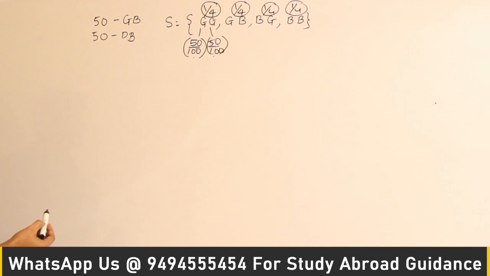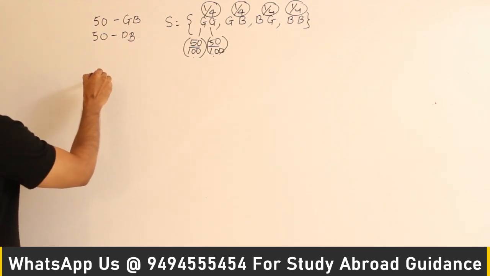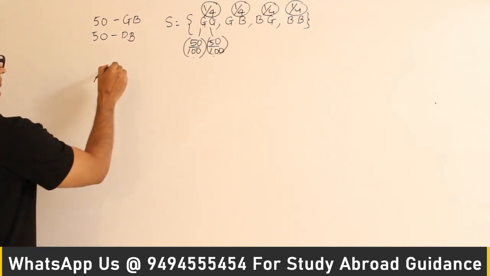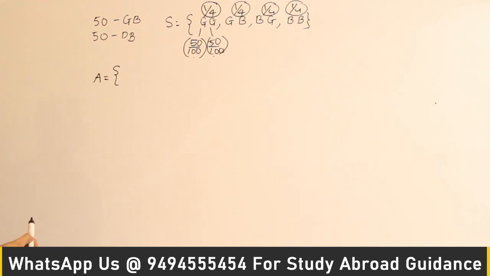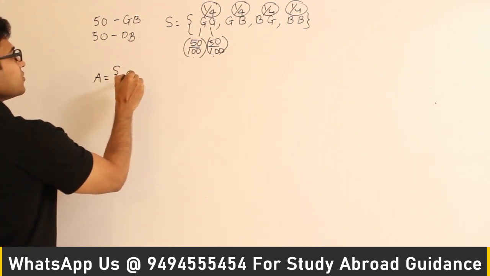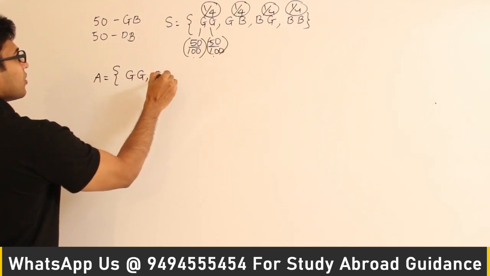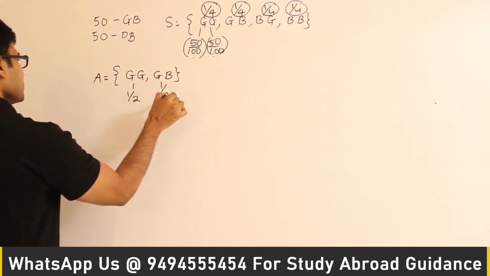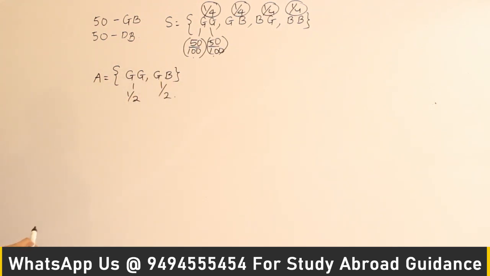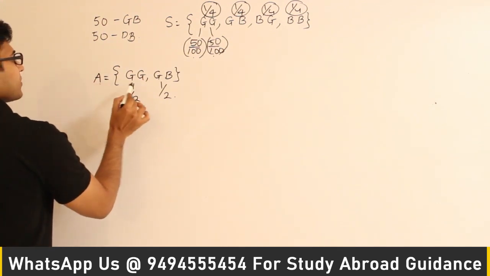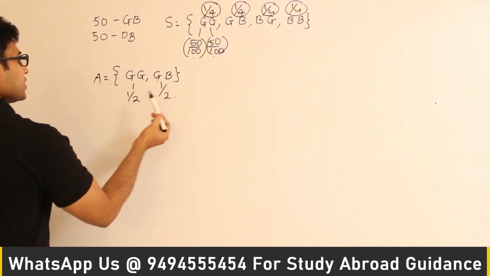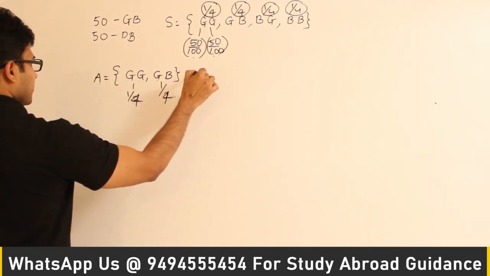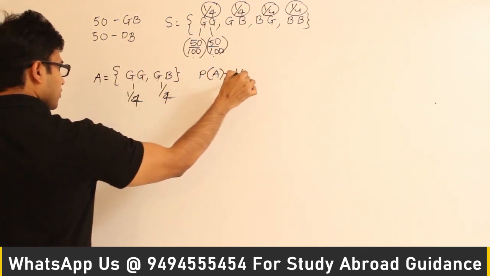Fine. And now let's define three events. Let's say A is an event in which the first bulb is good. Then what do you get in A? The first bulb is good means it is going to be good-good or good-bad, and we know that the probability of this one is 1 by 4 and the probability of this one is 1 by 4. Then what is the probability of A happening? It is the sum of these two, 1 by 4 plus 1 by 4, which is 1 by 2. So probability of A equals 1 by 2.